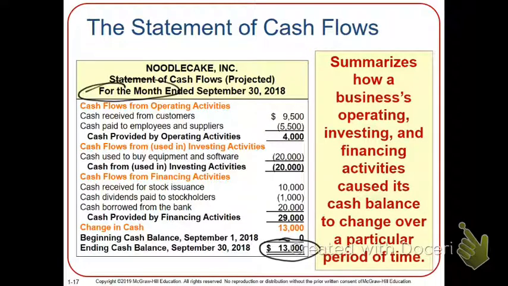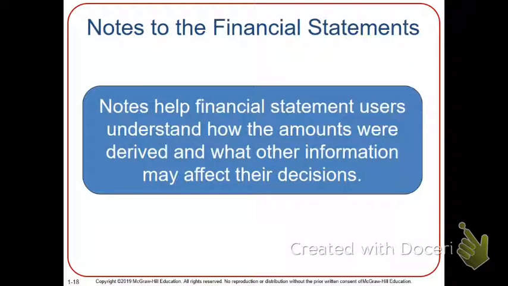All right, so operating activities are day-to-day type activities. Investing is when you buy things like property, plant, and equipment. And financing is usually stocks, loans, and dividends.